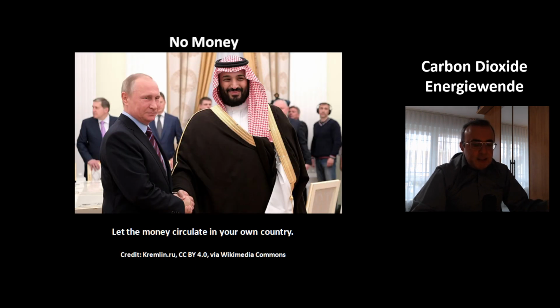This is another reason to complete the Energiewende. We have all these horrible wars in Ukraine and the Middle East. And if you follow the news, you know what this guy on the right side has done. And the Energiewende gives you the opportunity to let the money circulate in your own country. Don't transfer billions of euros and dollars to these people. With the transition to renewable energies, you could strengthen the economy in your own country.